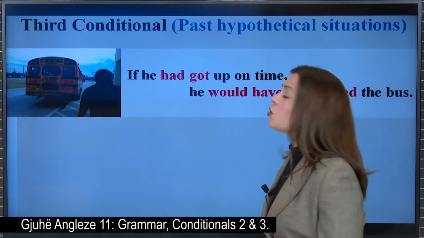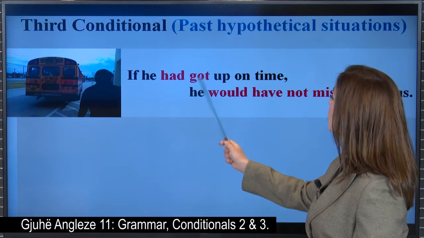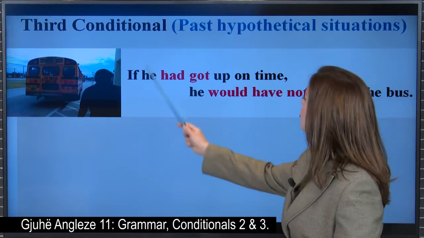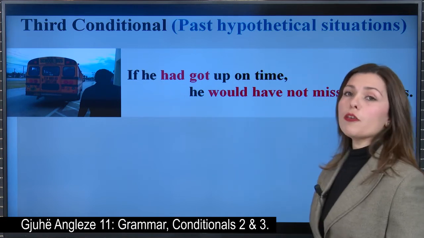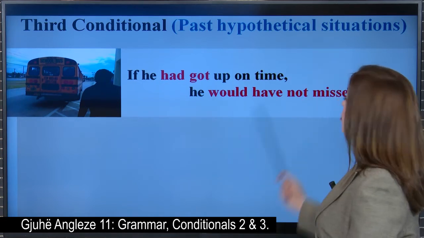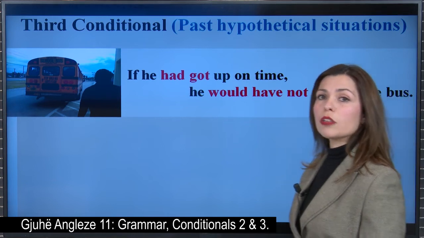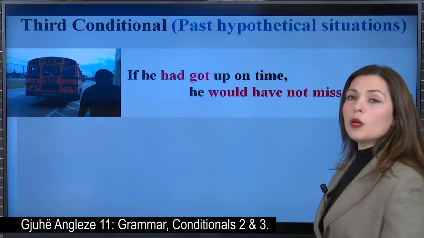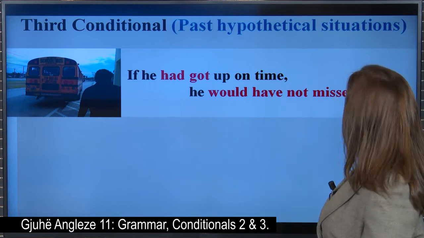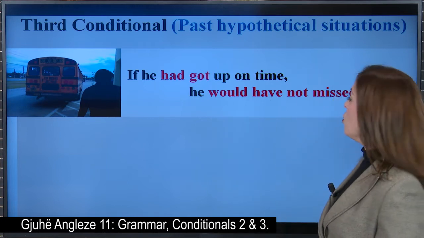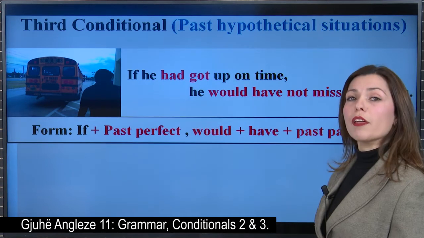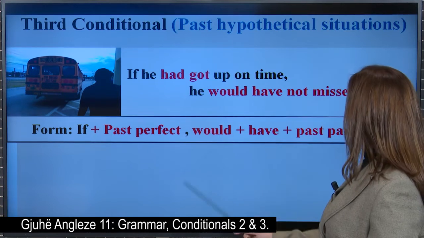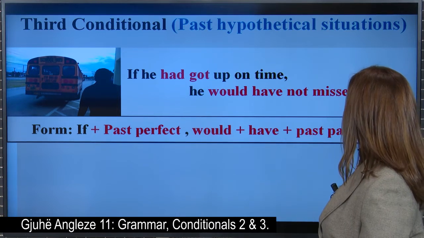If, what do we have? Plus, had got. That is the past perfect. One part of the sentence, the if clause, and the second part of the sentence, the result clause, would plus have plus past participle. So, again, let's see the form together. If plus past perfect, would plus have plus past participle.